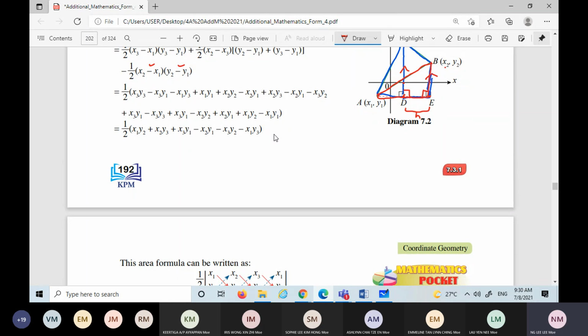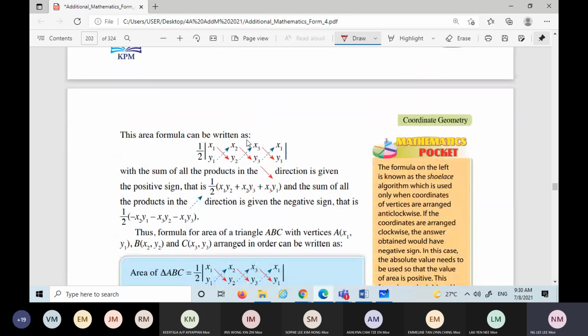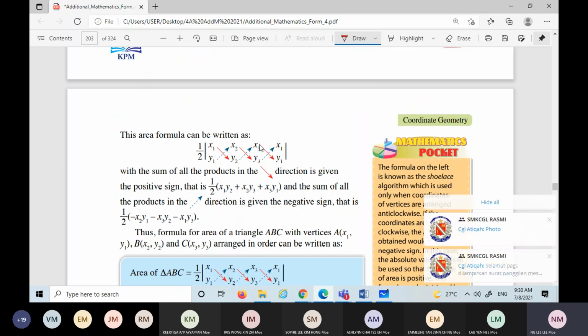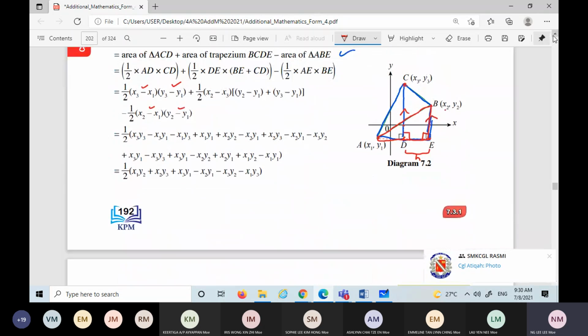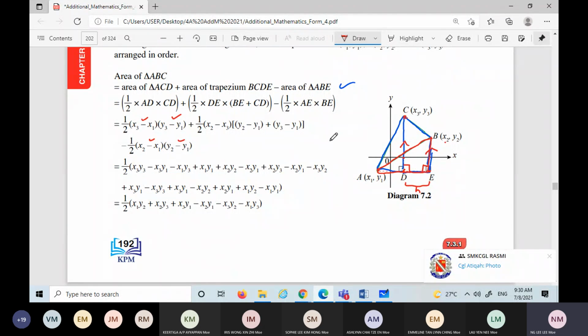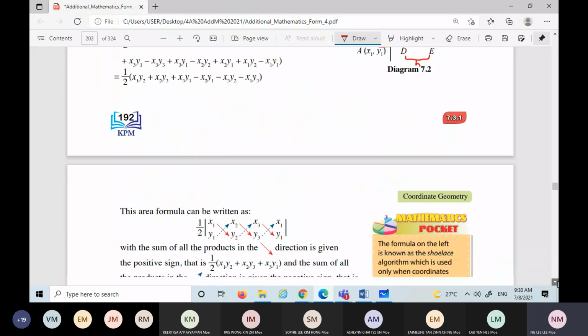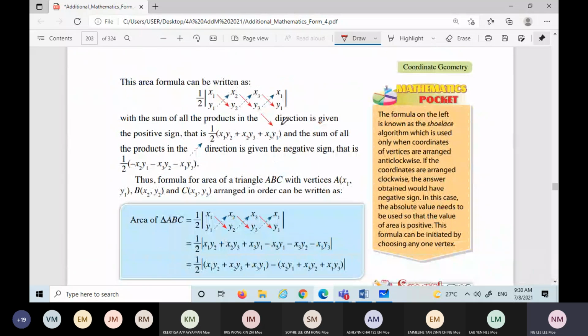But there is a technique of writing it so that you can do it easily. This is a way that you can write, and you just remember this way, and then you can get the area easily. Actually this one comes from just now, from here. If the question asks you to do this, then you are able to. So this is how you write. This is the first pair.